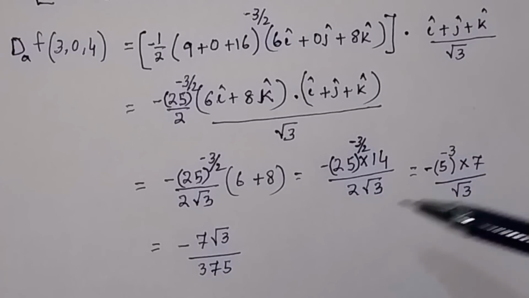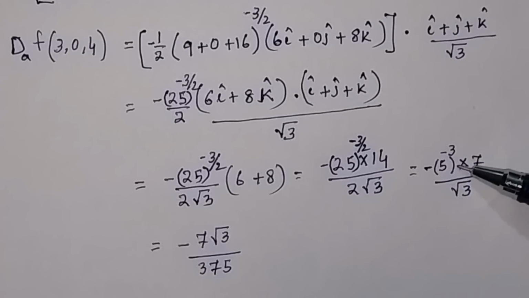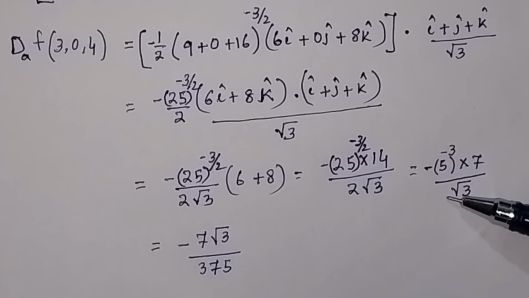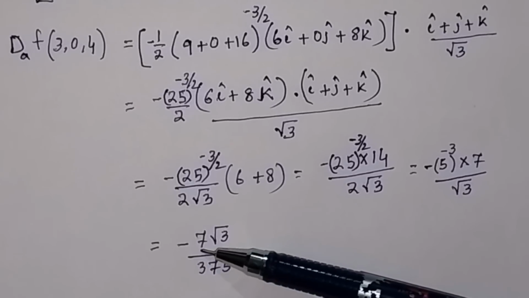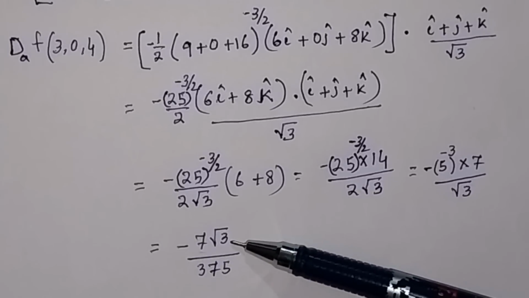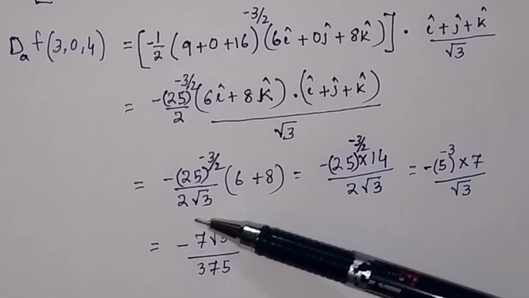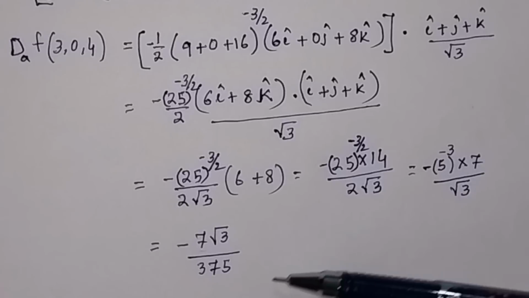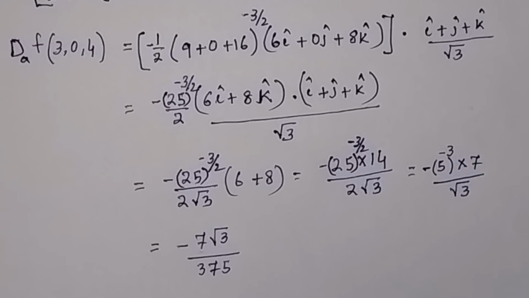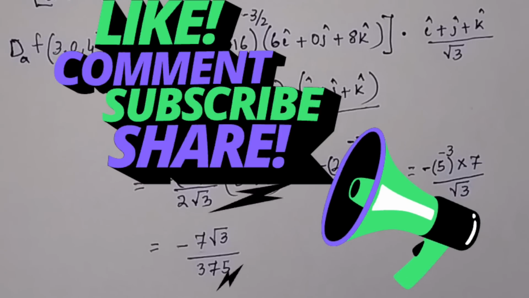So this will be equal to minus 7 divided by 5 cubed root 3. If you multiply root 3 in the numerator and root 3 in the denominator, then in the denominator you have 5 cube, that is 125, into 3, that is 375, and in the numerator you have minus 7 into root 3. So the answer will be minus 7 root 3 divided by 375. So the directional derivative of the given function f at (3, 0, 4) in the direction a will be equal to minus 7 root 3 divided by 375.